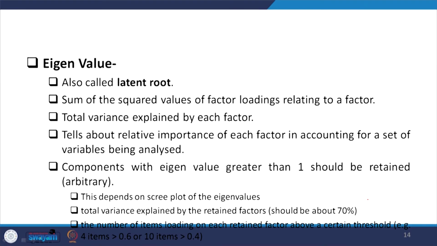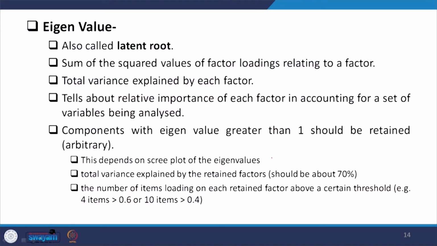Now, another most important aspect for explanation in the factor analysis is the eigenvalue. Eigenvalue explains the latent root, it is also called the latent root. The sum of the square values of the factor loadings relating to a factor is also called the sum of squares. Once you have taken the sum of the squares of the factor loadings, that actually defines the eigenvalue. And it also explains the total variance explained by each of the factors in the model.